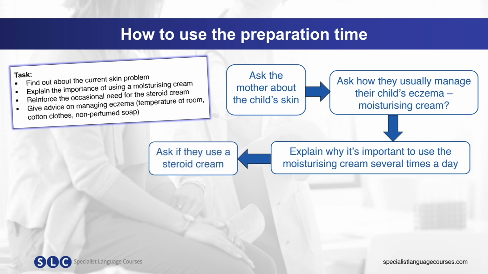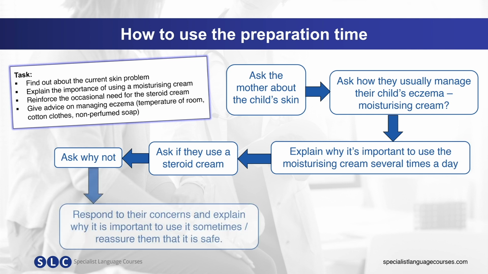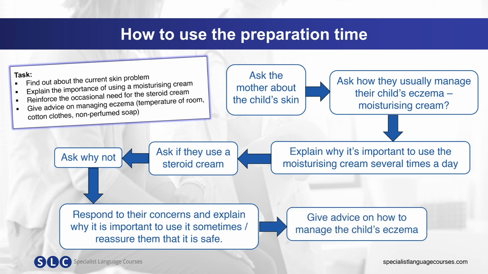Then you might ask about steroid cream. You need to find out their use of it and their concerns about it before you respond with the importance of using it. Based on the information on the role card, we know that the mother does not want to use the steroid cream, so we need to prepare for this. We should elicit her concerns and find out why she doesn't want to use it, and then respond to these concerns appropriately, but explain why it is important to use steroid cream, perhaps with a little persuasion. Then we will give further advice on how to manage the child's eczema.